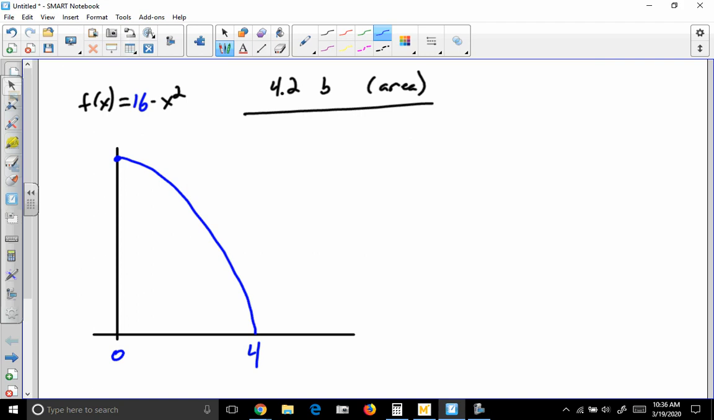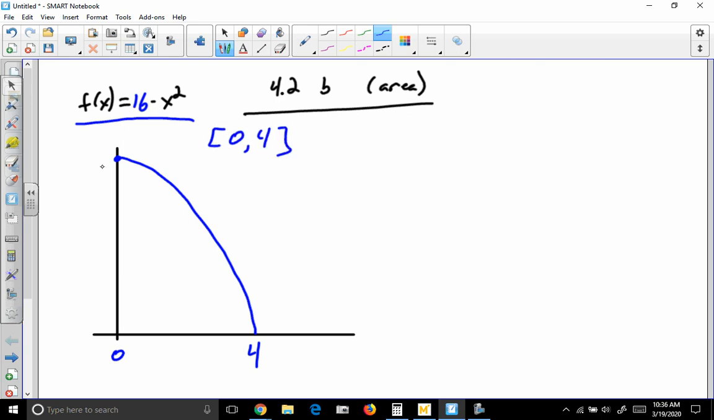So the other part of this section deals with area. Now that we've got some tools to talk about area, let's actually calculate an area between a curve and the x-axis. Let's look at 16 minus x squared, the parabola that's upside down, on the interval from 0 to 4.